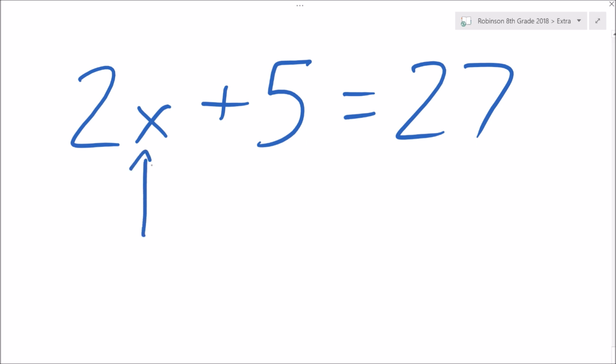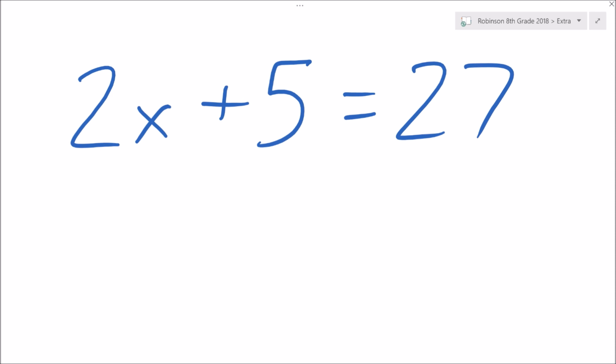So the reason for that is really we need to just think through this problem. So I have a number, my x, I multiply it by 2, and then I add 5. And at the end of that, I get 27. So if I want to figure out what number I started with, I need to do the opposite of what I just said in the opposite order. It's like retracing your steps, going backwards, okay?